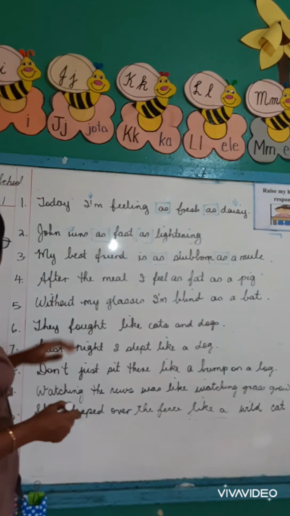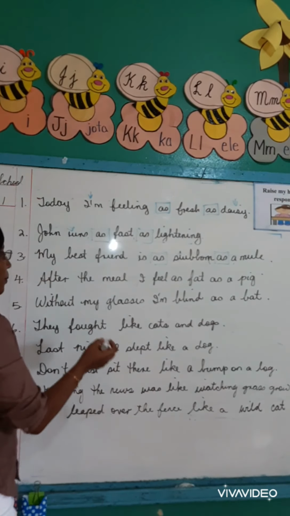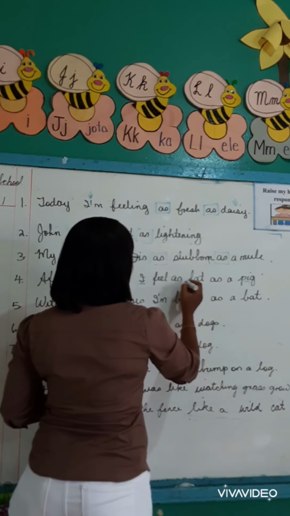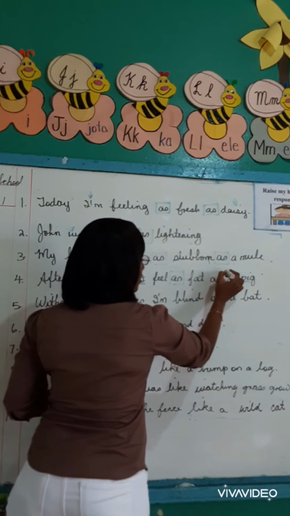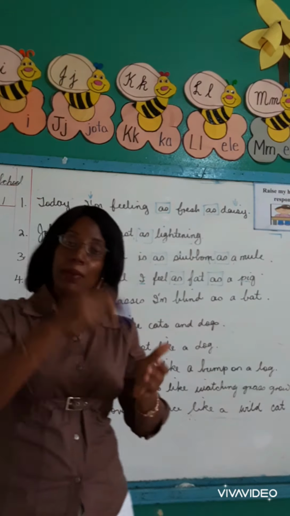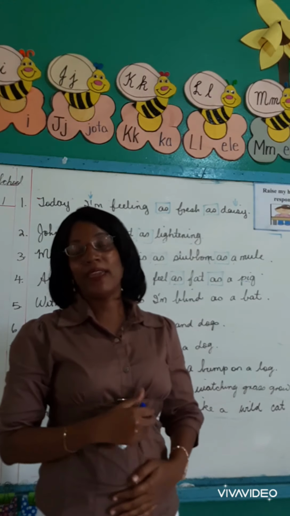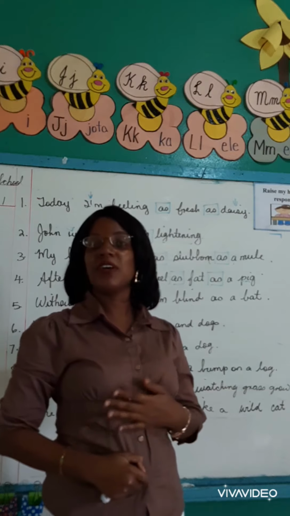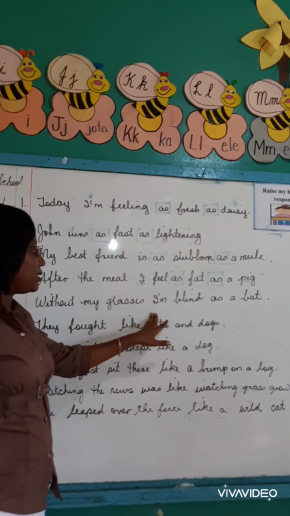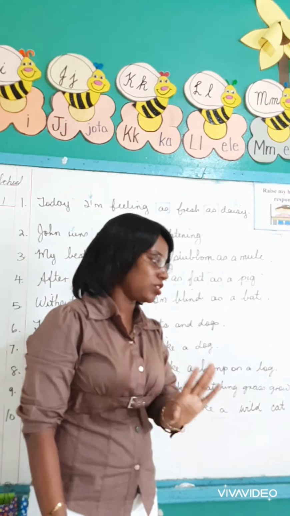The other one is, after the meal I feel as fat as a pig. They're comparing a person with a pig, and they're saying that they're fat. So they're saying they're fat, and they use the as pattern. Sometimes I feel like that when I sit for Christmas. Oh my, I ate so much I felt as fat as a pig. Okay, without my glasses, I'm as blind as a bat. It's not true, I'm not really as blind as a bat, but we're just talking, right?